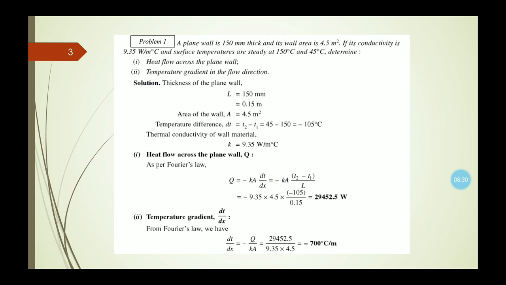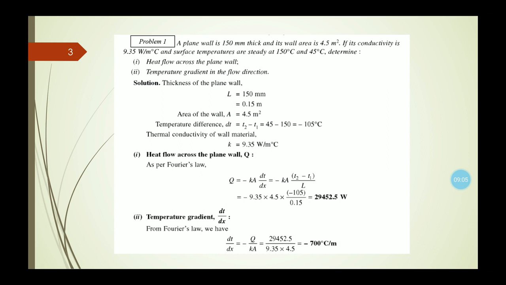So the temperature gradient is dT/dx. Again, we need to apply Fourier's law. From Fourier's law, we can write the value of dT/dx equals minus Q by KA. The value of Q, the heat flow across the plane wall, we have already found out, so we only need to put that value. And the value of K, the thermal conductivity, was given in the question as 9.35 watt per meter degree centigrade. So we have put this value here.